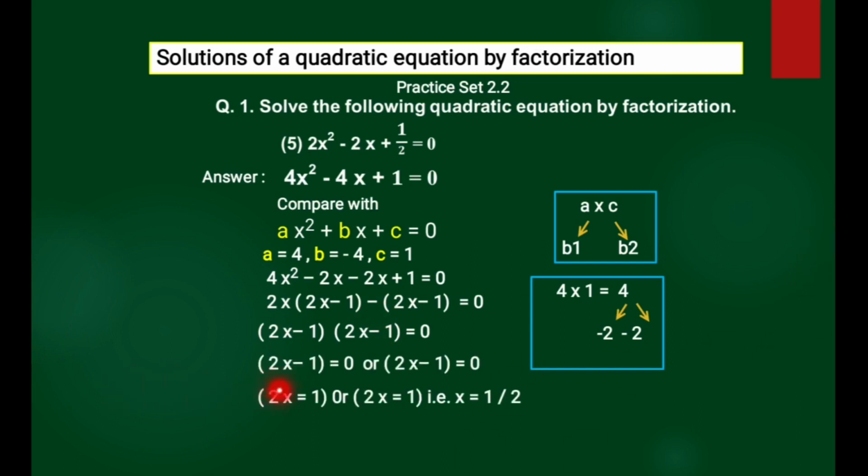So we write here 2x minus 1 equals to 0 or 2x minus 1 equals to 0. That means 2x equals to 1, that is x equals to 1 by 2. That means here we get roots which are the same. Hence 1 by 2 is the root of the equation.